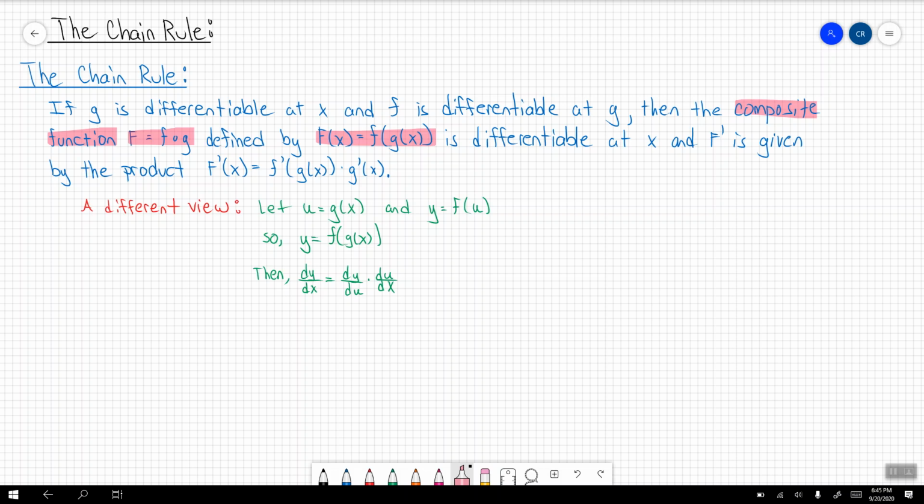So what we want to see here is we want to start extracting this chain rule, and we want to know how to work with it. And what I'm going to say here is let's talk about a different view for this chain rule. What if we make a substitution for u is equal to g of x? In other words, identify an inside function.